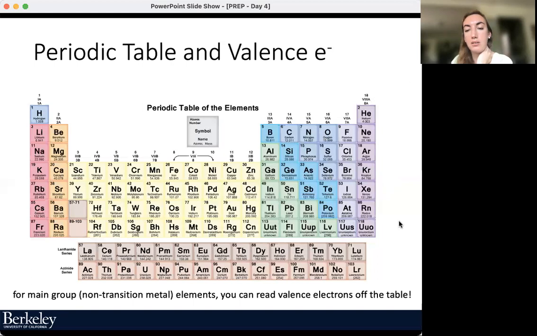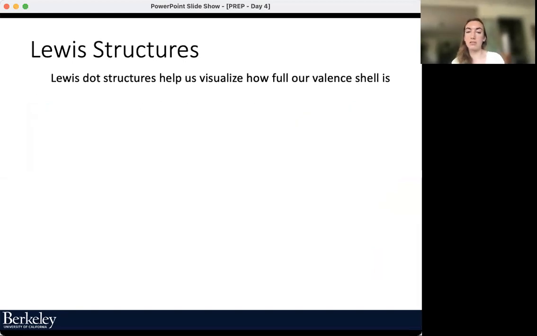Okay. We only have like 5 minutes, so I just want to talk really quickly about Lewis structures. So Lewis structures help us visualize how full our valence shell is. So our valence shell can always have up to 8 electrons. And so this is how we would draw that if we had 1 valence electron, 2, 3, 4. So this shows us 5, 6, 7, 8.